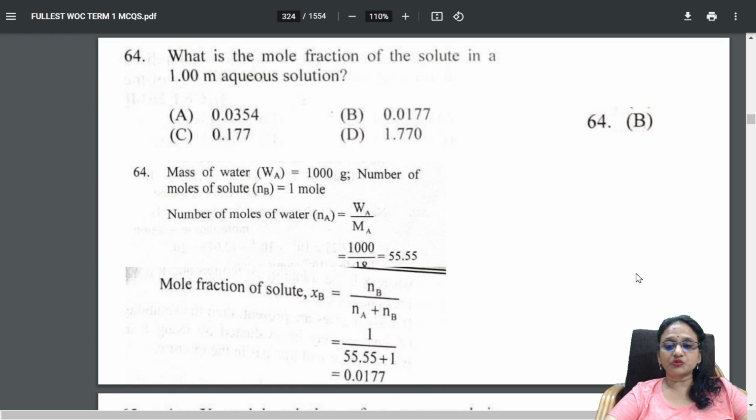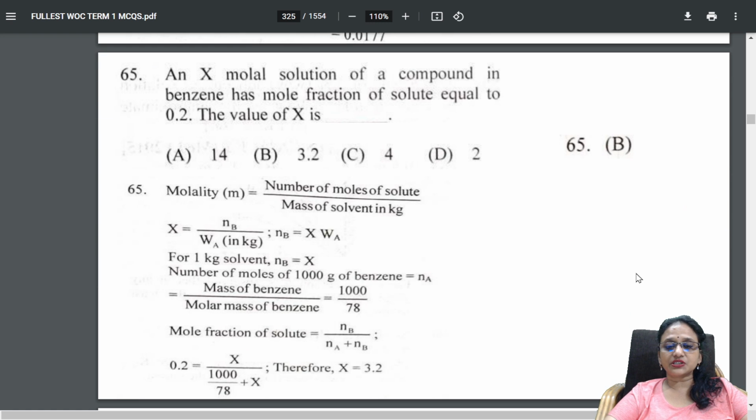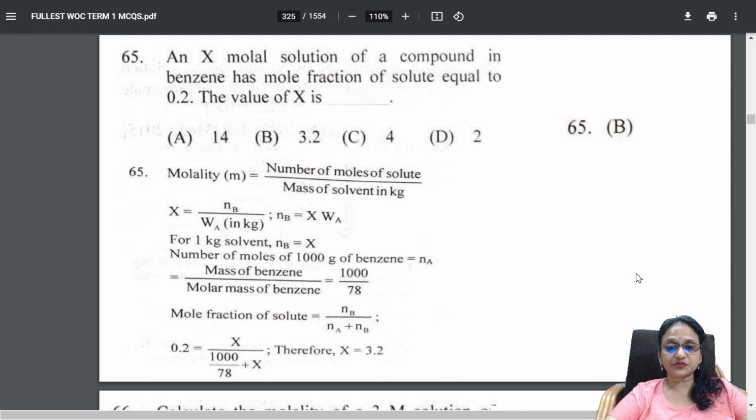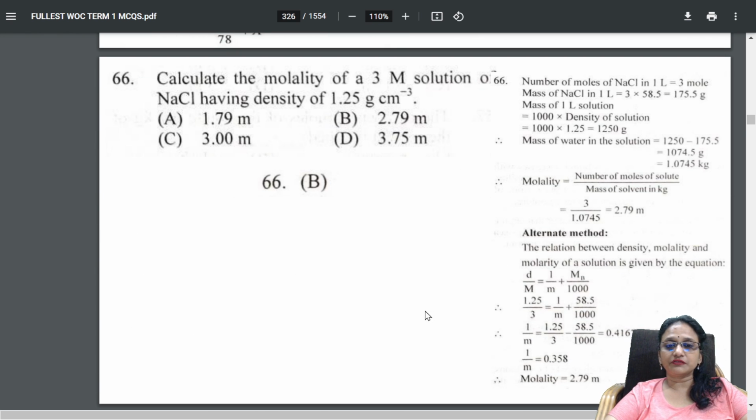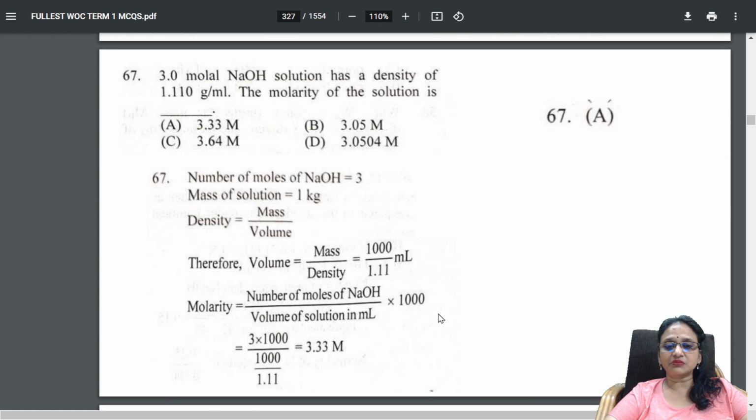Further questions on the mole fraction, direct substitution. Further questions on the mole fraction. This is also direct substitution. There you can pick up the values and directly substitute and do it. Further questions on the molality. So molarity questions and molality questions, nothing much, students.